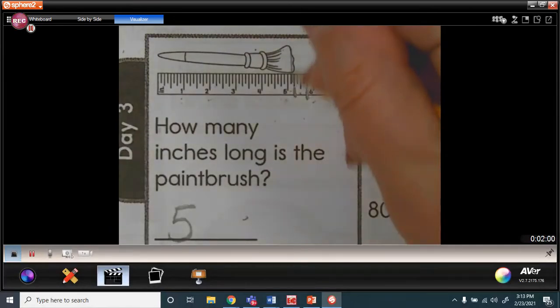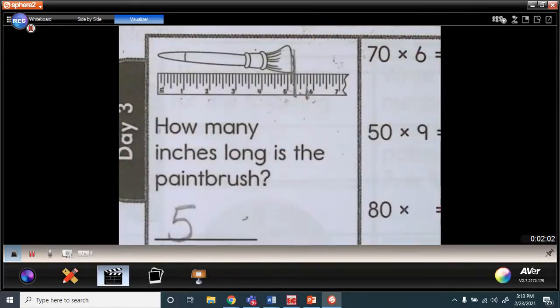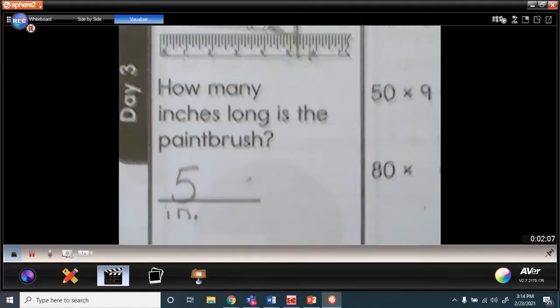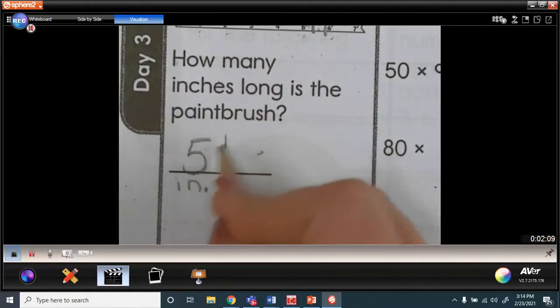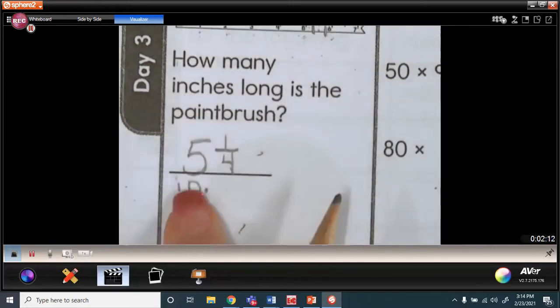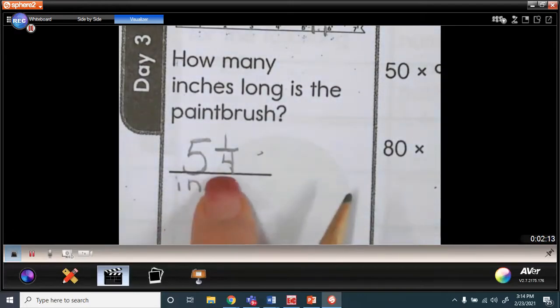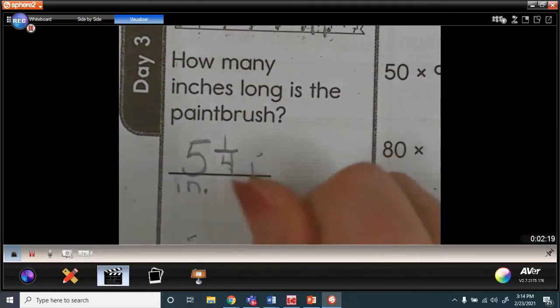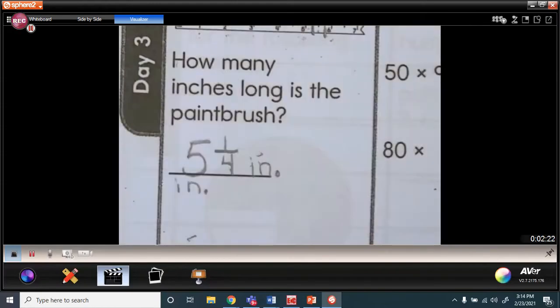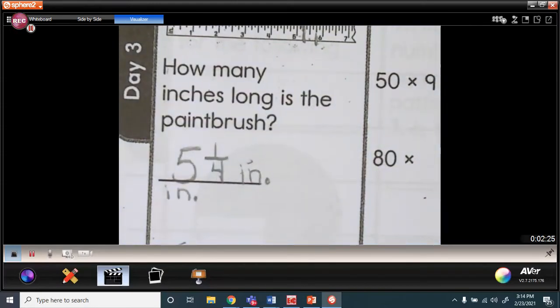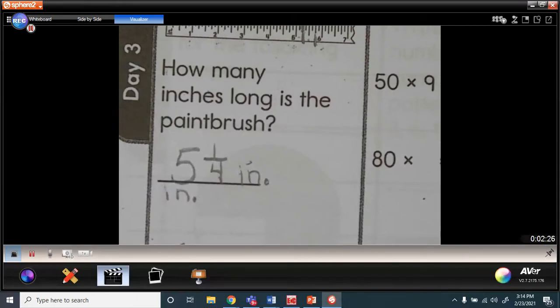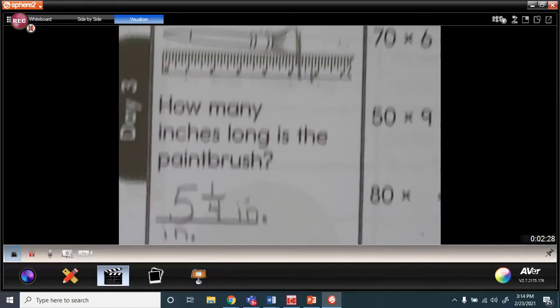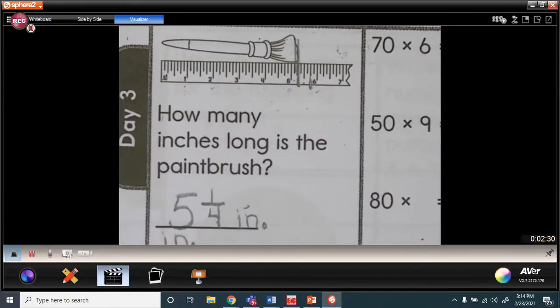So right here, it's lined up with this quarter mark. So we could say it's 5 whole inches, and a little bit more would be 1/4. So it's 5 inches and 1/4. So 5 and 1/4 inches. And I'm just going to put the inches down here. So it's 5 and 1/4 inches. Okay? That one was a little tricky.